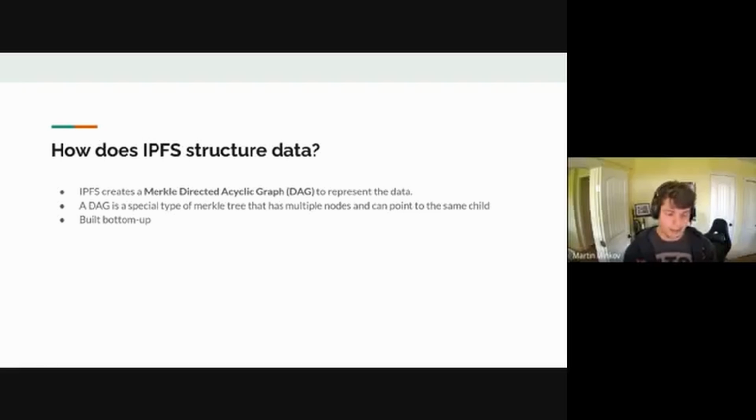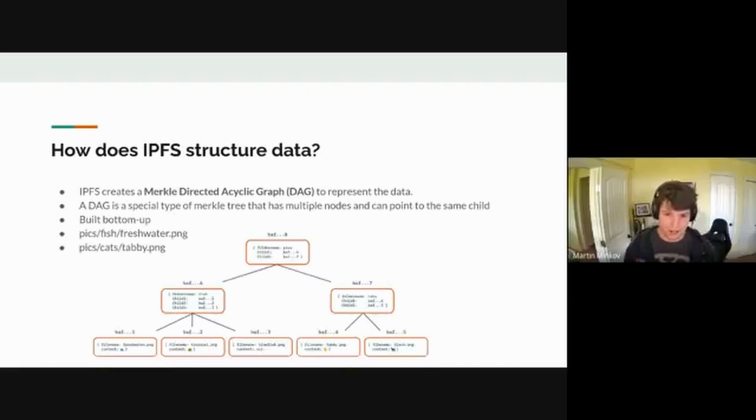To build this, it starts from the bottom up. To give a visual representation of what a Merkle DAG could look like, the top node represents a file system, and you have your folder called pics. In this folder you have one folder for your fish and one for your cat pictures, and then the leaves are the content themselves. You can see it's structured in a child-parent way. The idea with IPFS is that each node has its own content identifier, and that makes retrieving these files very easy.